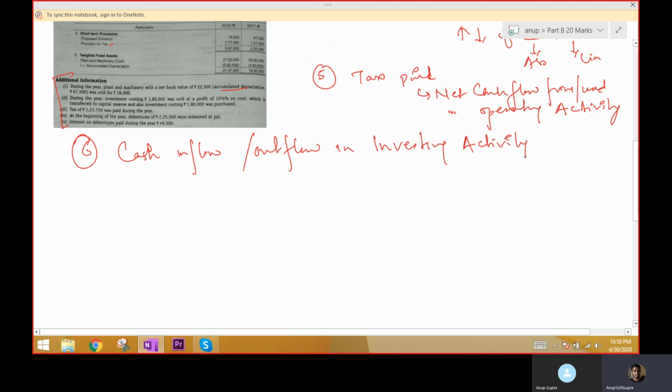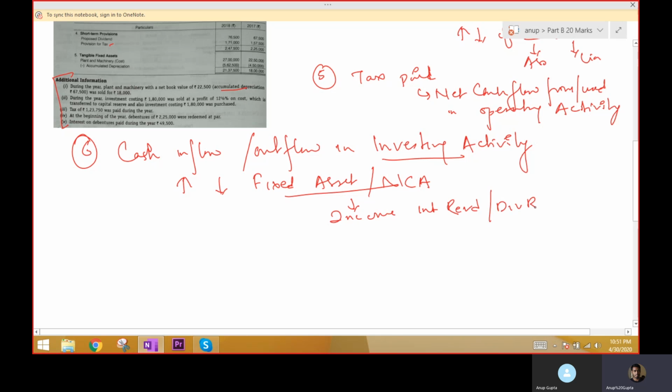Investing activity. Now, where to find the cash inflow and outflow of investing activity? Increase or decrease in fixed assets or non-current assets. Also, any income related to non-current assets, that is interest received, dividend received, or rent received, will also be treated as investing activity. Why? Because this income is related or incidental to the fixed asset or non-current asset. So any increase or decrease in the fixed asset or non-current asset, and any income related thereto, will be recorded in investing activity. Clear, guys?